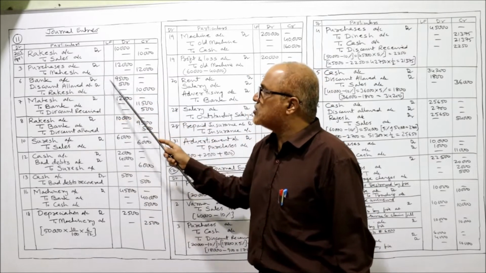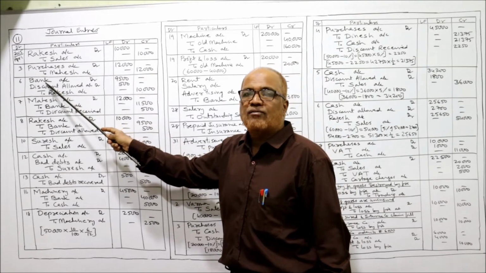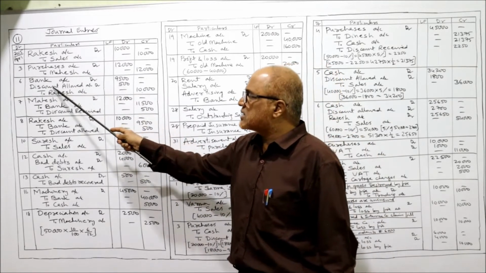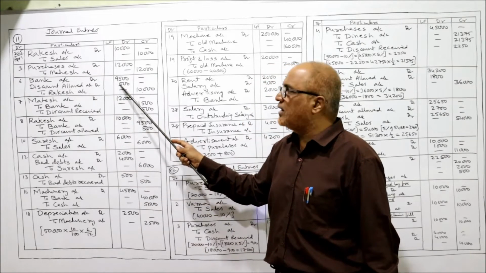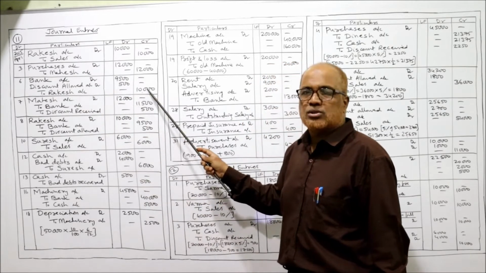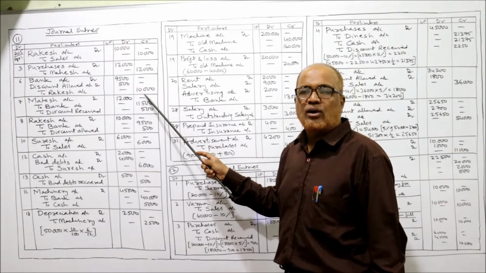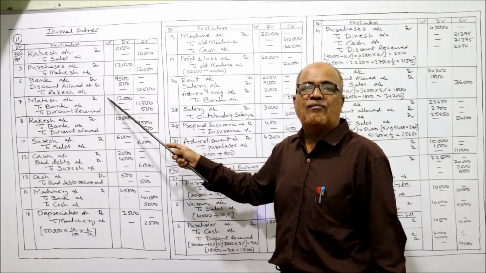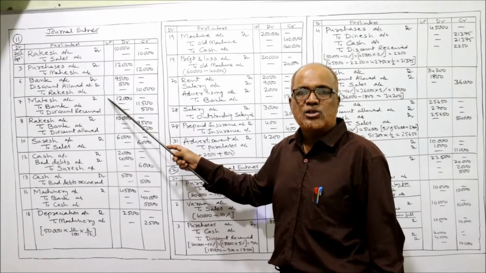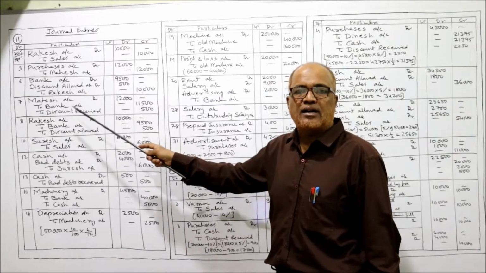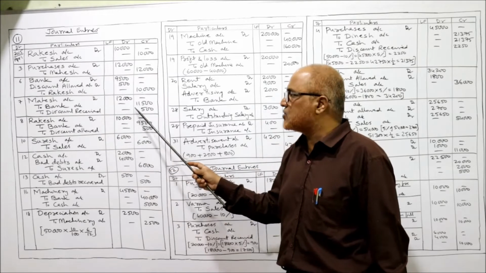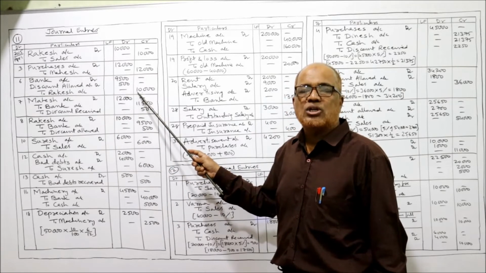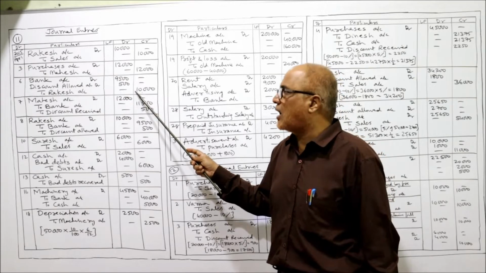How much check? 9,500. So when we receive the check, we debit the bank account. Bank account debit 9,500. Discount allowed account debit 500. To Rakesh account 10,000. That means actually we have to receive 10,000 rupees from Rakesh, but we are receiving only 9,500 in the form of check. So bank account debit 9,500, discount allowed account debit 500 to Rakesh for 10,000. Being the amount received from Rakesh in full settlement of his account.